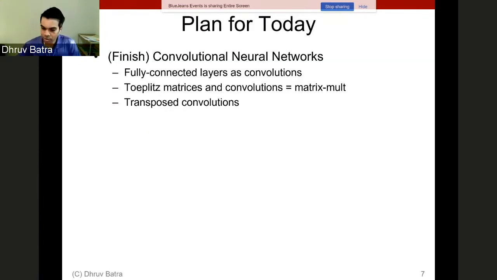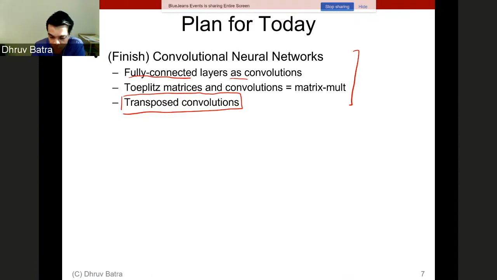All right, so here's our plan for today. We are trying to give you an intuition of the fully connected layers in CNNs and their interpretation as convolutions. What we want to build towards is something called transposed convolutions, which are essential if you want to move beyond image classification to other problems. And the way we'll build that intuition is by making connections to Toeplitz matrices and expressing convolutions as matrix multiplications.